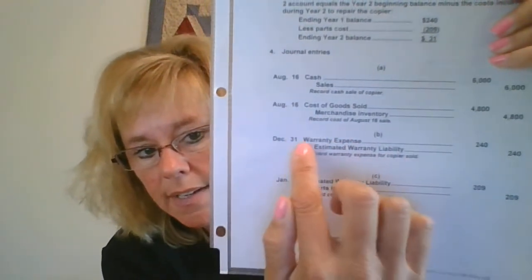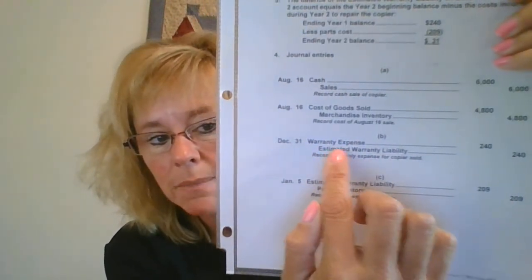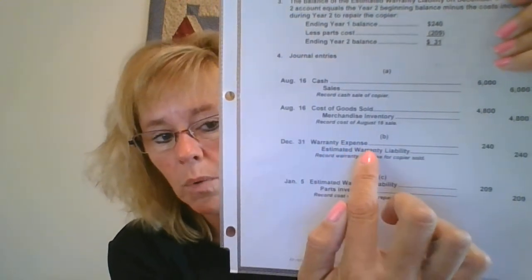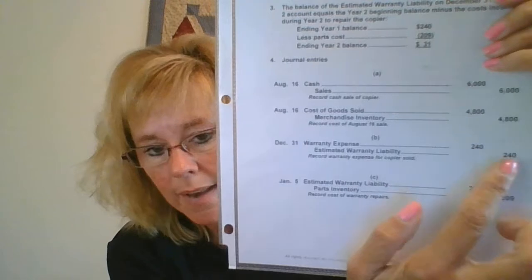So the title for that, when you go to journalize it, because you'll calculate out and then you'll journalize it, is warranty expense and estimated warranty liability. Warranty expense and estimated warranty liability, $240. Okay. Now, when we need to get something fixed, we're going to take that money out of what we estimated and then fix the item for the customer.